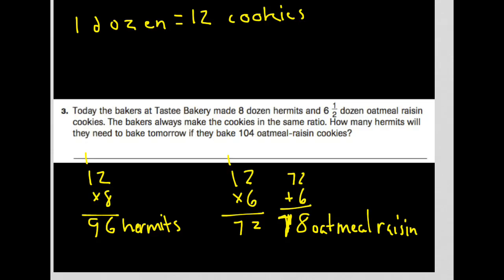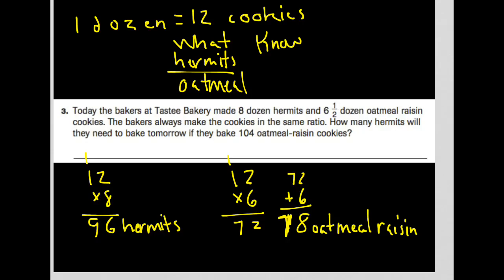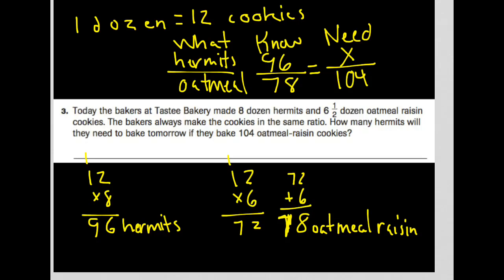So the ratio, and this is where I can start comparing to set up my proportion. What I'm comparing is hermits to oatmeal. I know that there are 96 hermits and there's 78 oatmeal. I need to find, if there's 104 oatmeal, how many hermits are there, or how many hermit cookies.